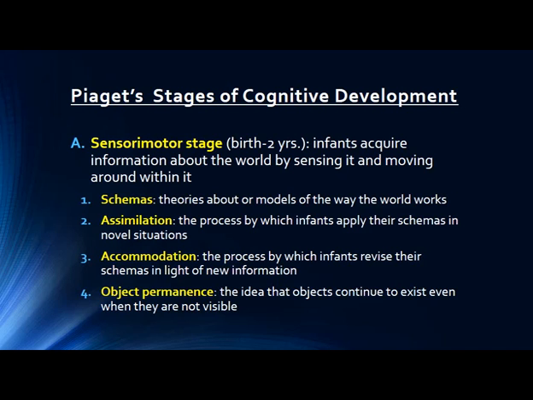They start to assimilate knowledge, the process by which infants apply their schemas in novel situations. Infants love to drop things. Anyone ever been around an infant and know that they love to drop things on the floor? Well, that's what they're doing. They're assimilating: let's see how that works. Let me see how long it takes somebody to come pick that up for me. They assimilate knowledge through experimentation. Then they start accommodating that new knowledge. This is a process by which they revise their schemas in light of new information.